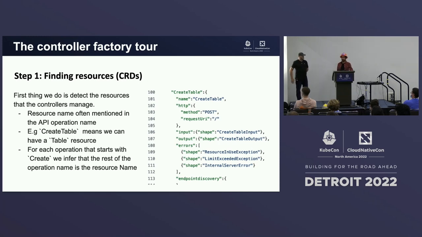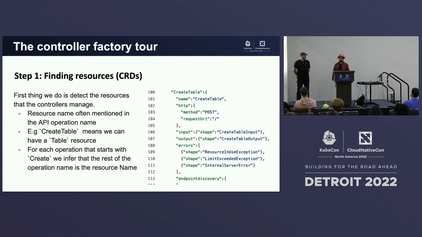So the first step in this controller factory, after giving the API schema and the generator.yaml configuration file, is finding what resources we should be managing. For example, on the right here, you can see a small snippet from the API schema for DynamoDB. There is an operation called CreateTable. So the first thing to do to find the resources is to find every operation that starts with Create, strip the Create, and keep the rest. That's our resource. So whenever we see CreateX or CreateY, we know that X and Y will be resources. It's as simple as that.